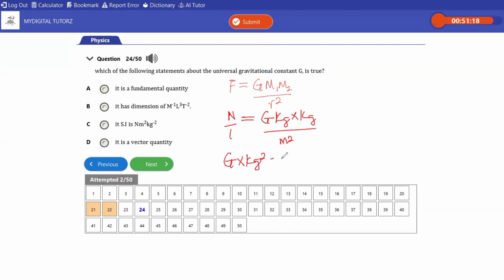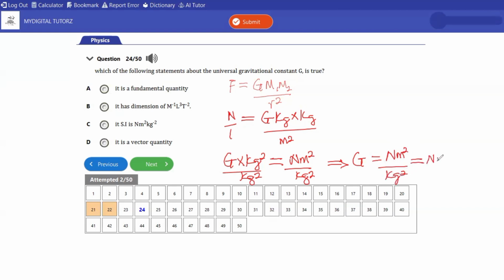Is that correct? It is equal to Newton meter squared, which implies that, by the time I divide both sides by kilogram squared, G is equal to Newton meter squared all over kilogram squared, which I can rewrite as Newton meter squared per kilogram squared. This is what I have, which is equivalent to option C. But let's check for the dimension.